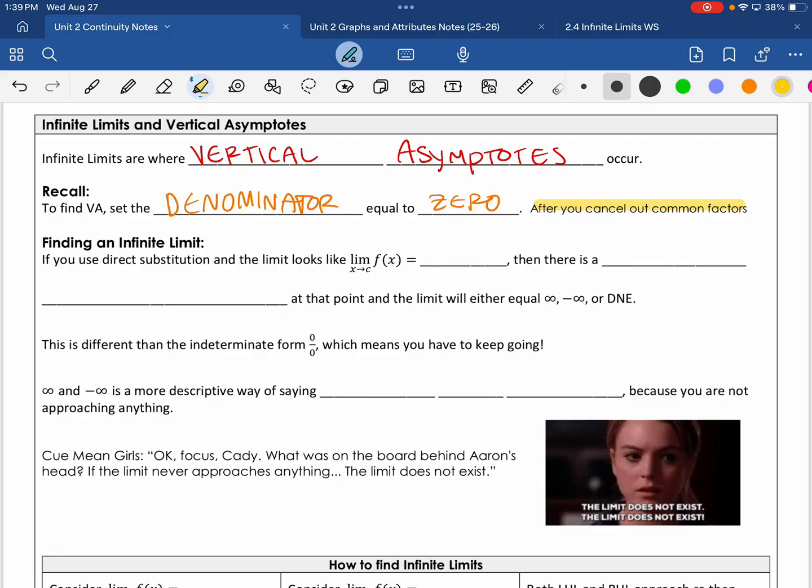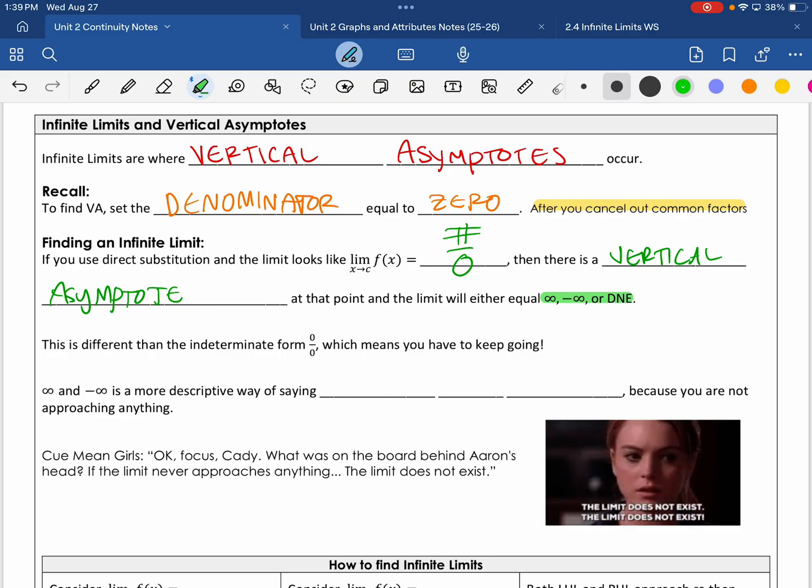Now, when we're doing infinite limits, when you directly substitute your x value into your limit, and you get a number divided by 0, all right, not 0 over 0, another number divided by 0, that's how you tell that you have a vertical asymptote. If you have a vertical asymptote, your answer is either going to be infinity, negative infinity, or DNE. Those are your only options. You do not have any other options.